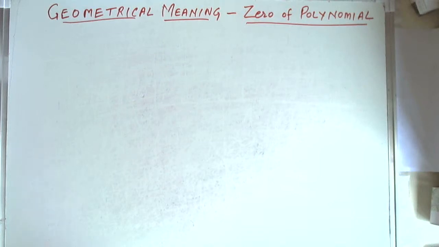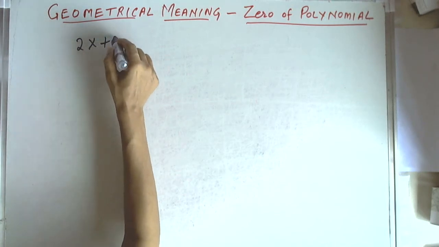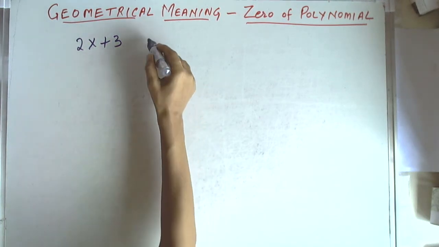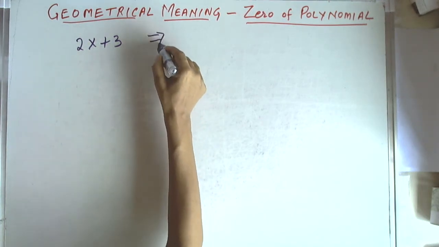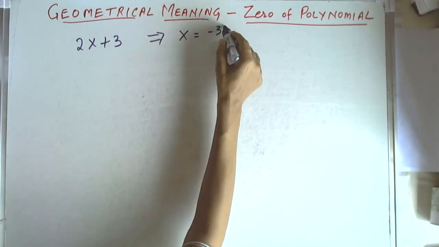In this video, we will learn what is the geometrical meaning of zero of a polynomial. Zero of a polynomial. Let us take a polynomial 2x plus 3. Now in this case, the zero of the polynomial is x is equal to minus 3 by 2.